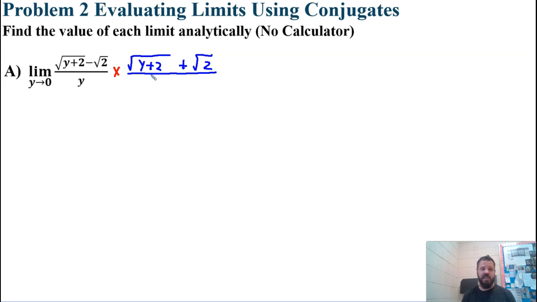Conjugate just means that if you have a sign in between your two terms, you just flip what that sign is. And we'll do the same thing on the bottom. So we're multiplying by just a fancy version of 1, not changing anything.